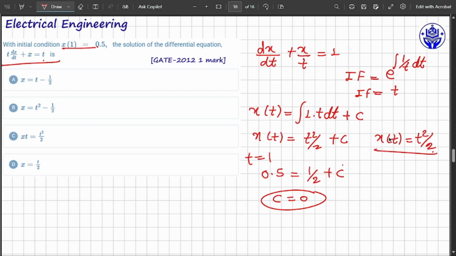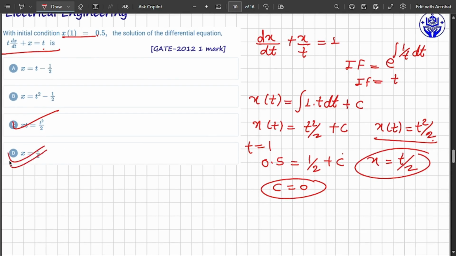So x of t equals t square by 2. This one is the correct answer. And the thing is, if I write it as t by 2, then it is also the correct answer.